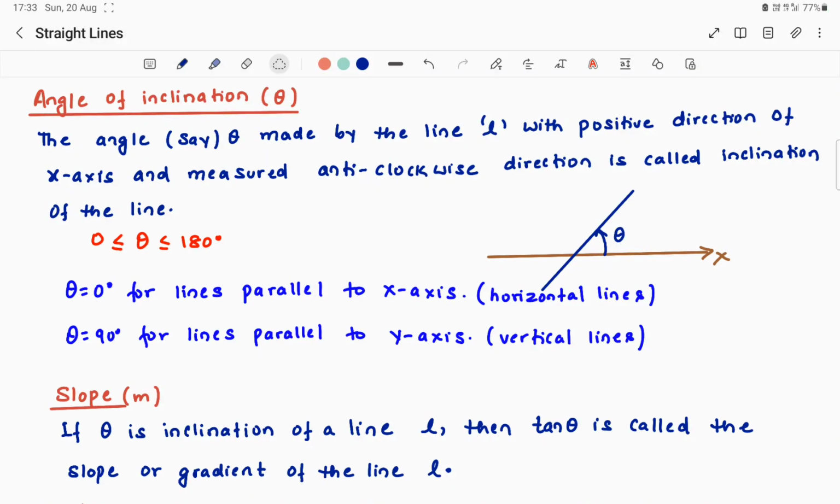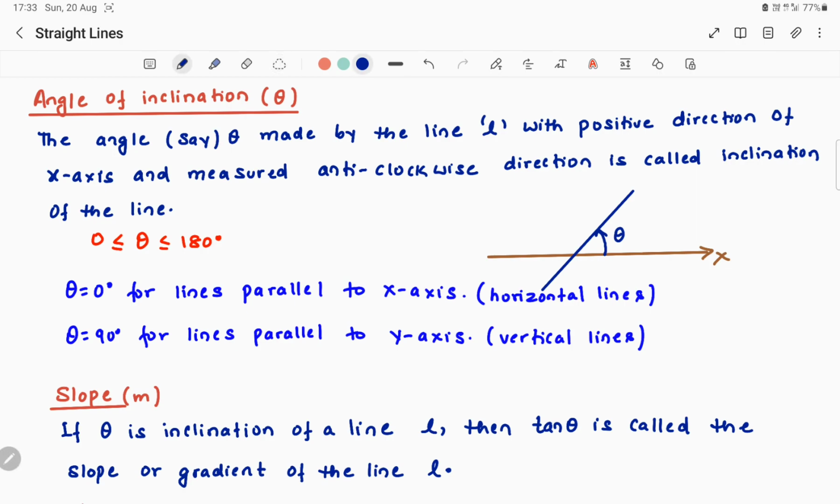Today we are starting with a new chapter, which is straight line. In that, the very first topic that we have is angle of inclination. I think you would have come across it if you have learned basic mathematics and physics. It is the angle made by the straight line L with the positive direction of x-axis, and it is measured in the anti-clockwise direction. That angle is called the angle of inclination.